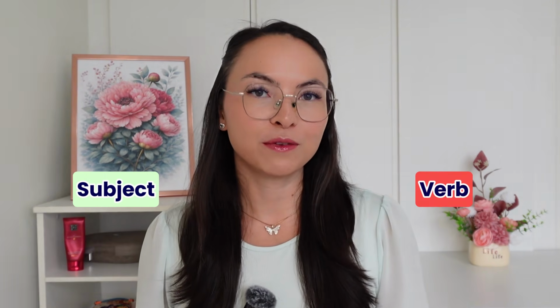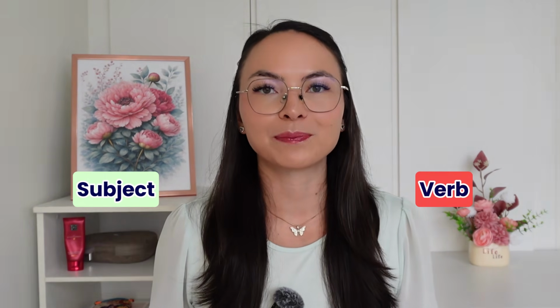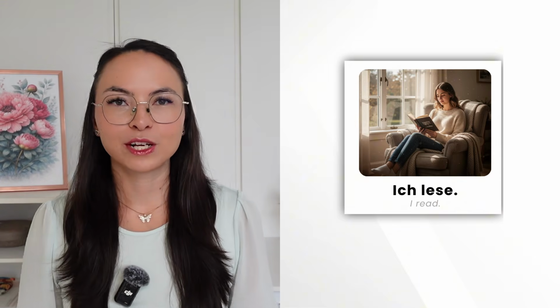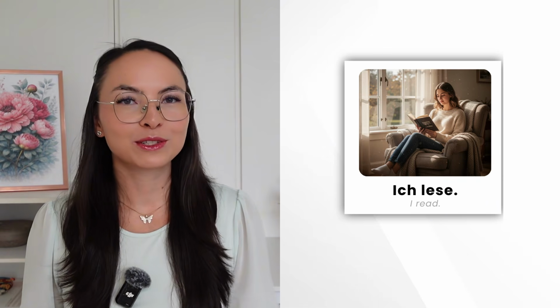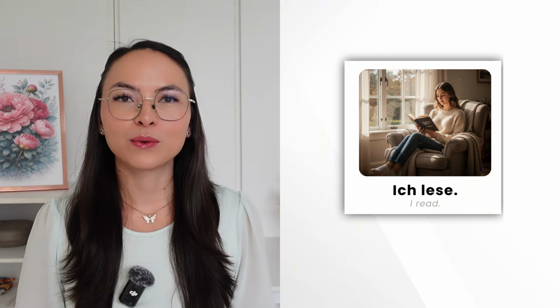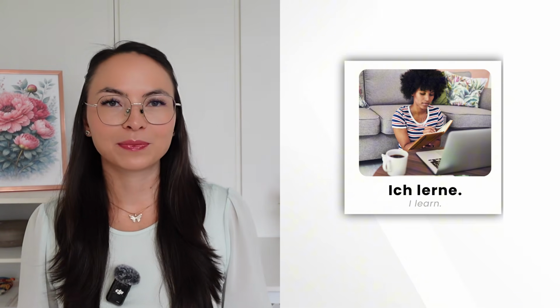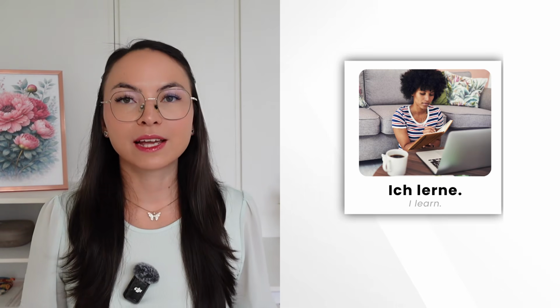All right, let's break this down step by step. So on a very, very basic level, you only need two components to form a complete sentence in German. The subject, so the thing or the person who is doing the action, and the verb, which is the action, so what is being done. Let's take a look at a few practical examples. Ich lese. So ich is the subject, the thing or the person who is doing the action, and lese, to read, is the action. Or ich lerne. Again, ich is the subject, lerne is the action. That's already a full sentence in German.